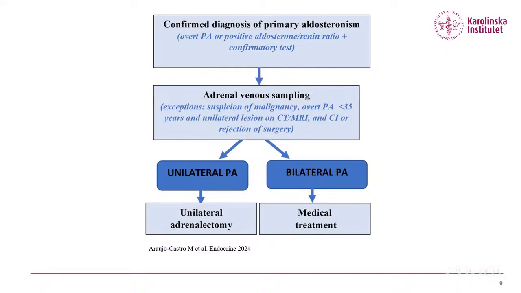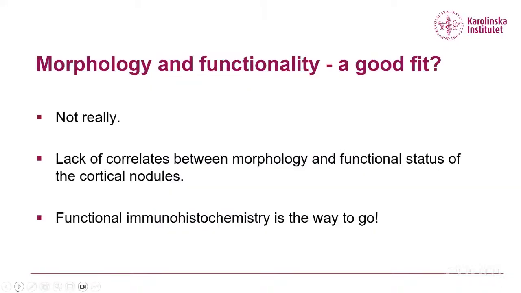I'm not going to go into detail, but there are other surgical techniques used in which you can do a 1.5 adrenalectomy and other variants and techniques, which I'm not going to go into detail about today, but this field is evolving rapidly. So, can we use morphology and functionality as a good fit for a PA? Well, we really can't. There's no way. I would never go back to morphology once I know the value of functional immunohistochemistry, which I'm going to talk about soon. So there is a lack of correlation between morphology and the functional status of cortical nodules.